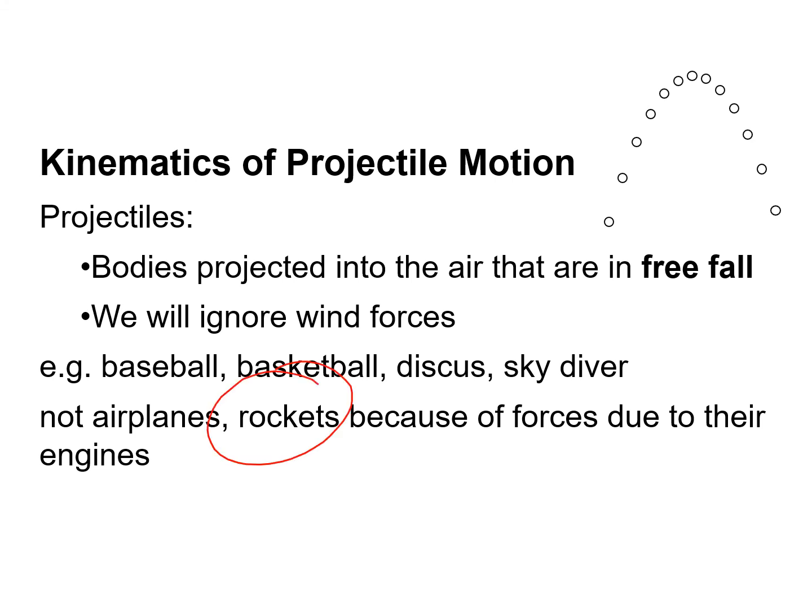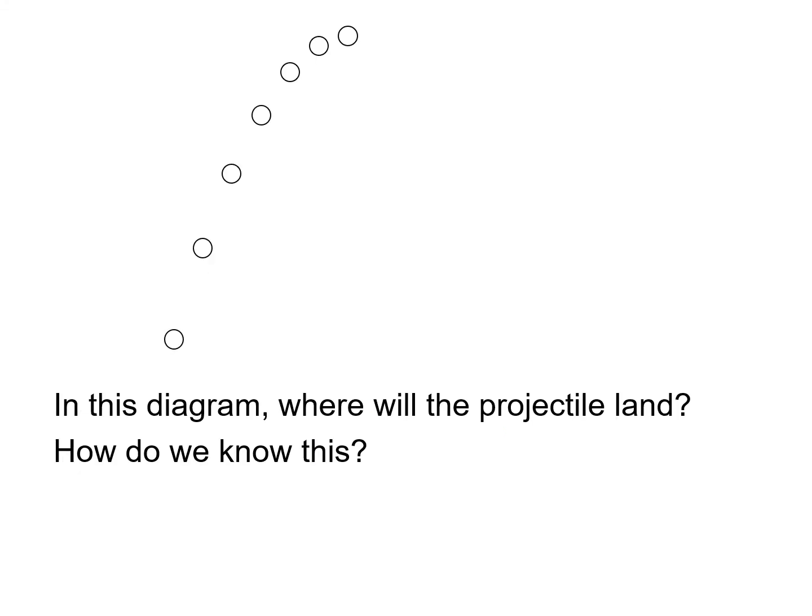Technically, a rocket, if we were to call it a missile or a ballistic missile, these start with forces, but they go up really high, and then they fall down just due to the force of gravity. So a projectile basically has a parabolic path. Okay, I'll try to write that a little bit better. Parabolic path. So in this diagram, where will the projectile fall?